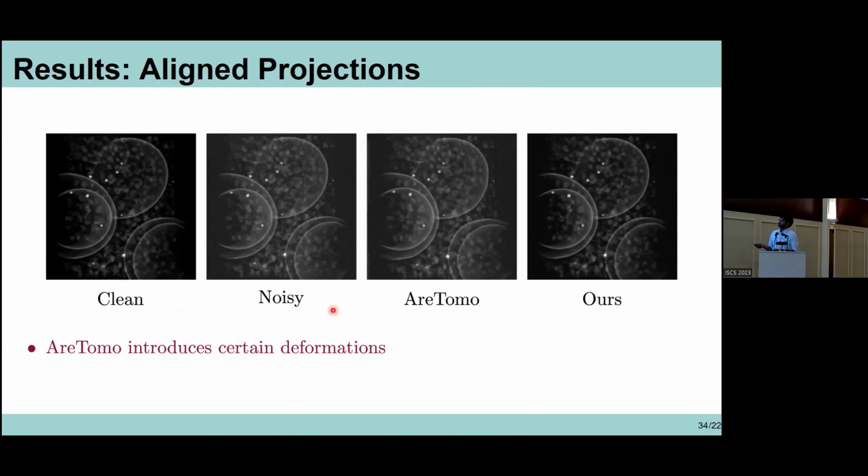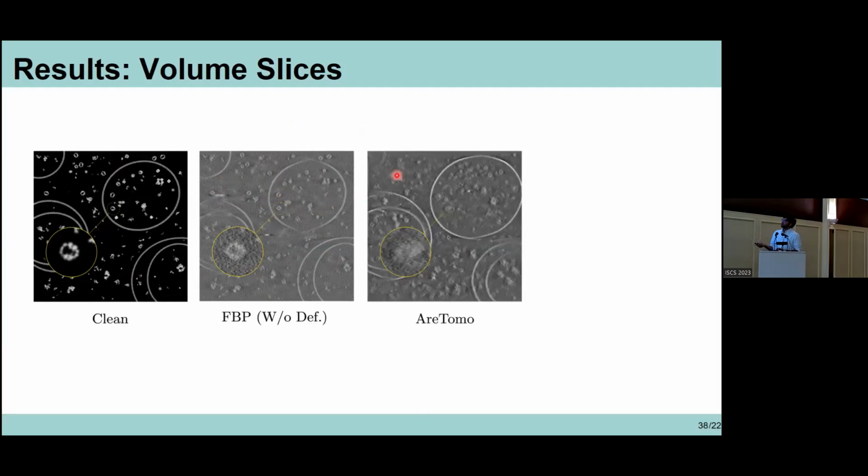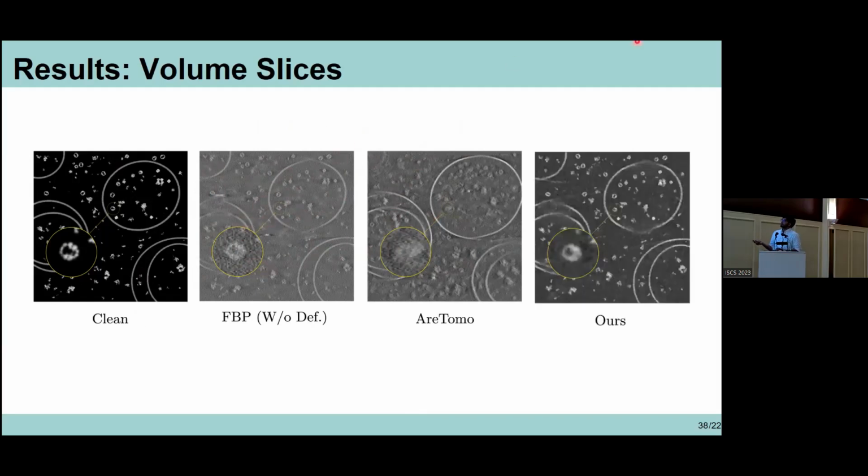So from projections, now let's look at the reconstructed volume itself. Here, as shown before, I have a slice of the volume reconstruction, and this is for clean, and this is for FBP without any deformations. RTOMO gets at least large details correctly, but the smaller ones are still missing. And now when we look at our reconstruction, you could see that the smaller details are clearly present. Now let's look at the setup where we use our deformation estimated parameters, but we don't use the volume function itself.